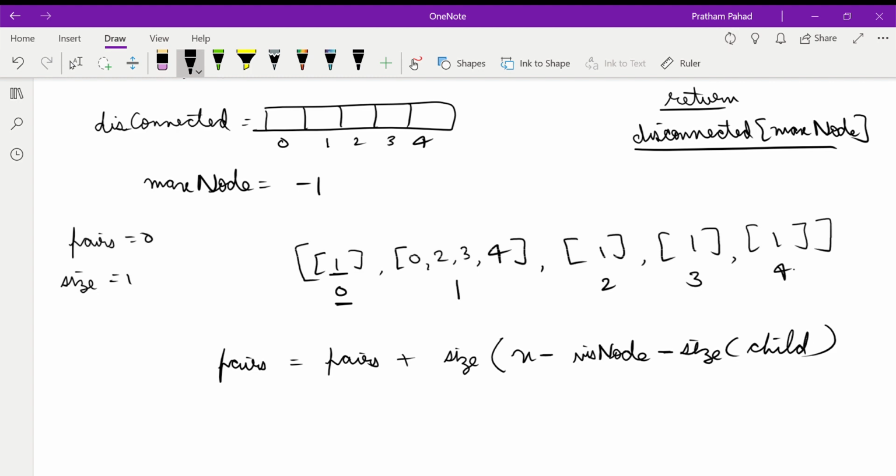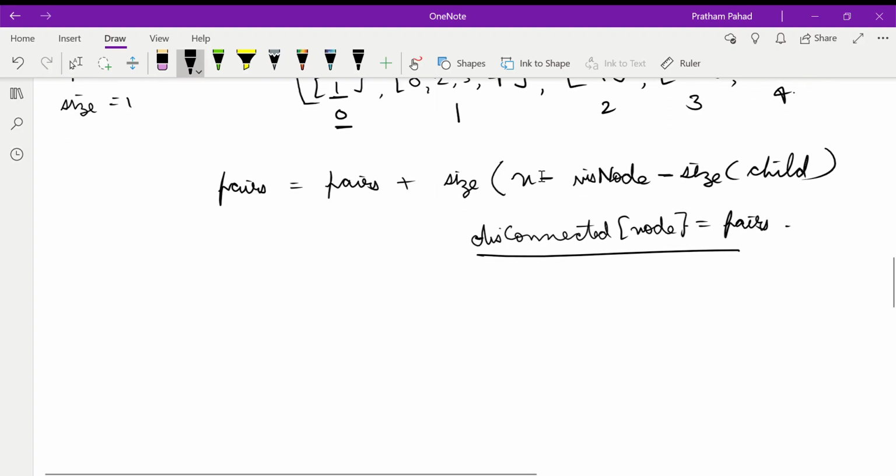Okay, and at last, disconnected of current node will be equal to pairs. This will be our operation at each and every point of time. Got it? Okay, now let's start the dry run of this problem. We'll do the dry run now. Focus now. Focus everyone.